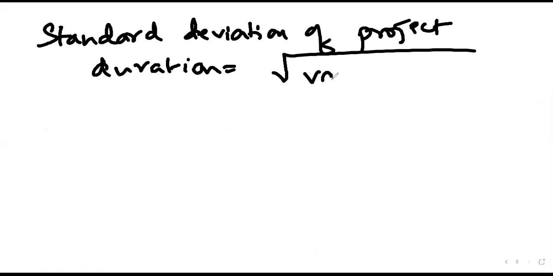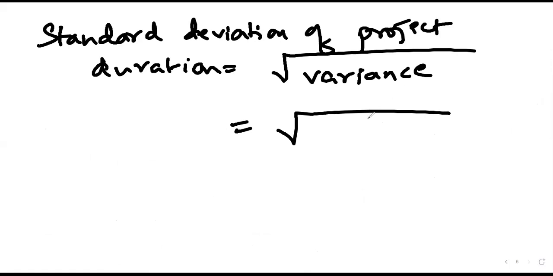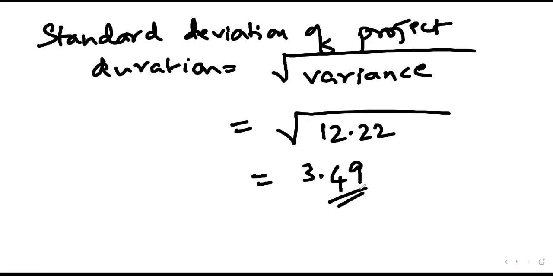Square root of variance. What is the variance of the project? 12.22. 3.49. 3.4.